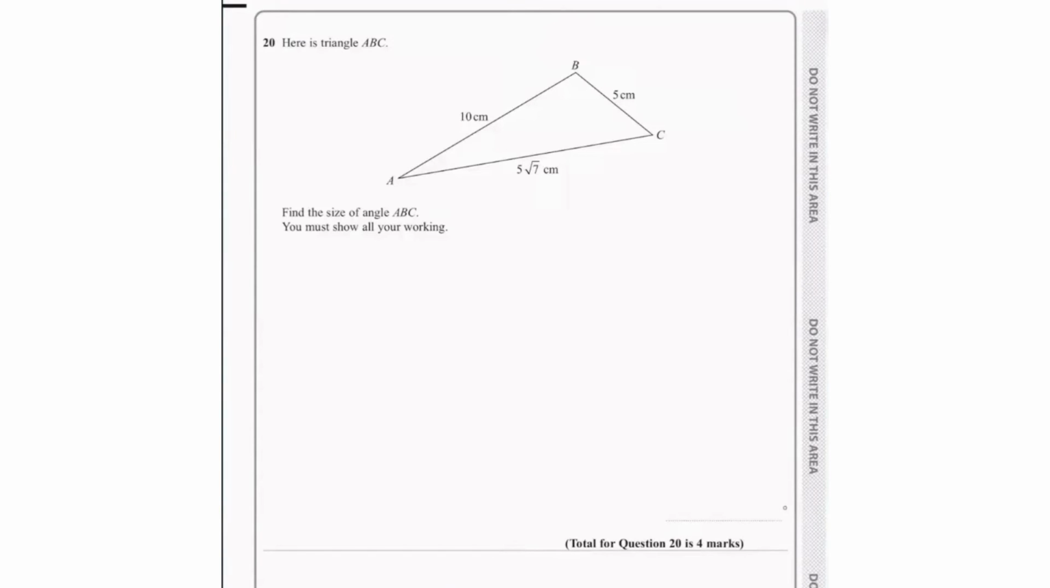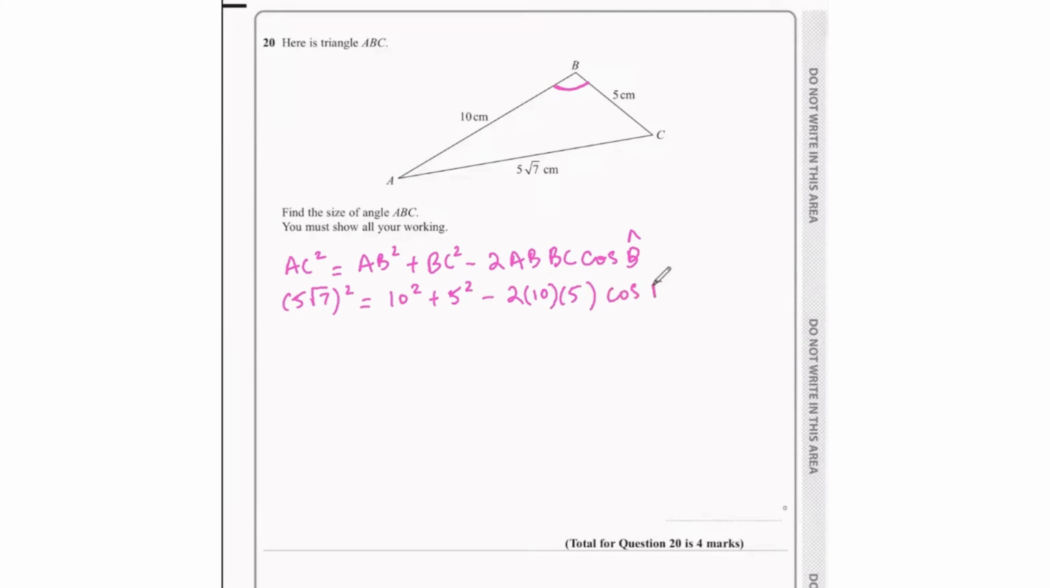Question 20 says, here is a triangle ABC. Find the size of angle ABC. This is the angle that we need to find. Since we have all three lengths, we can use the cosine rule. So that's going to be AC squared equals AB squared plus BC squared minus 2 times AB times BC times cos of angle B. So that's going to be 5 root 7 whole squared equals 10 squared plus 5 squared minus 2 times 10 times 5 times cos of angle B.